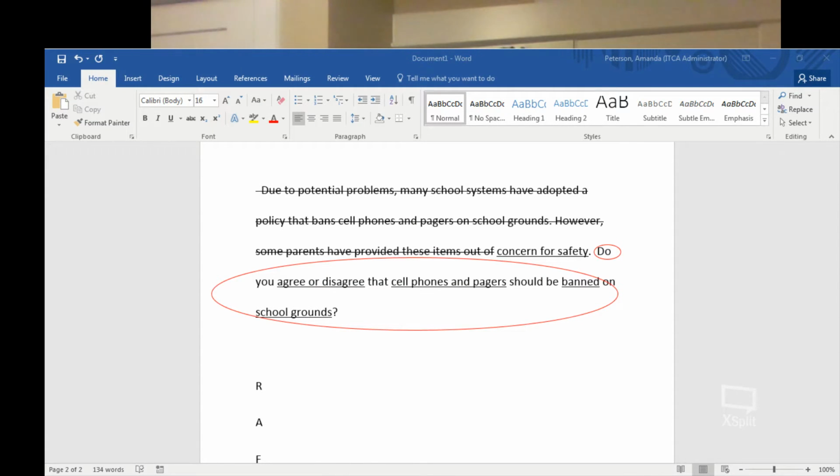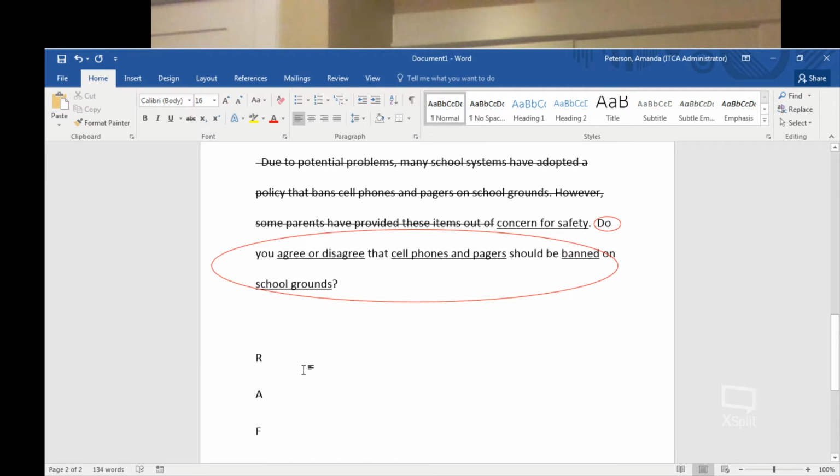Okay, step 5. We're going to raft it out. Okay, so we all know that R stands for responsibility. What is my responsibility in this? What am I trying to do? I am going to argue that cell phones and pagers should or should not be banned on school grounds. That is my job. That's exactly my responsibility. That's what I'm supposed to do.